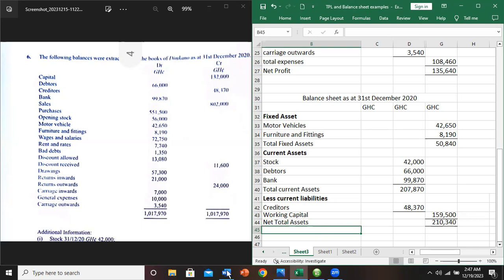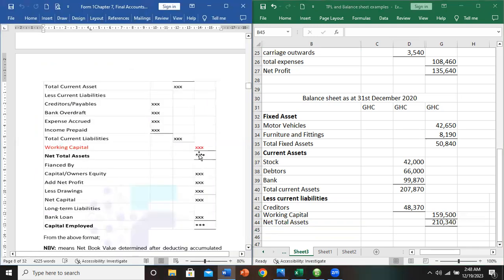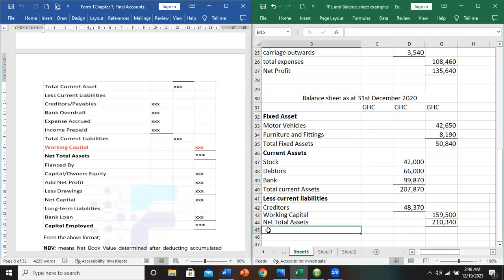Okay, so let me again bring back the format. So as you see on my left hand side, your working capital added to the fixed assets, which is up there, you get the net total assets. So what is now left is for us to look at the financed by. Okay, so financed by. And under the financed by section, you only pick your capital. So look at it here, capital.